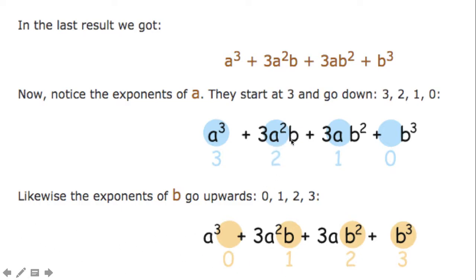Also, when you add the exponents, if we were just looking at a squared b, b is to the first power, and a squared and b to the first, if you add the exponents, 2 plus 1 is 3. And here, a to the first and b to the second, 1 plus 2 is 3. So whatever the exponent is, usually the exponents on the terms add up to that exponent that was originally used.